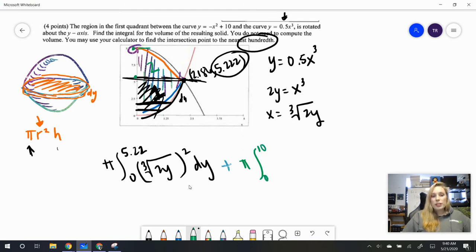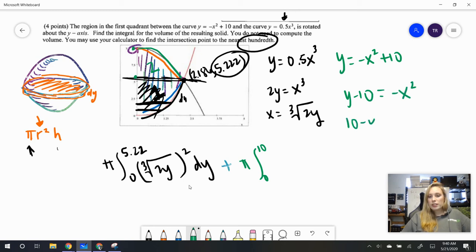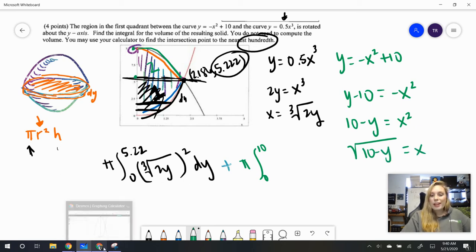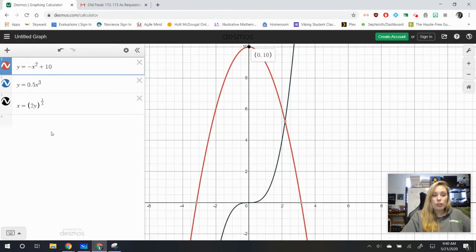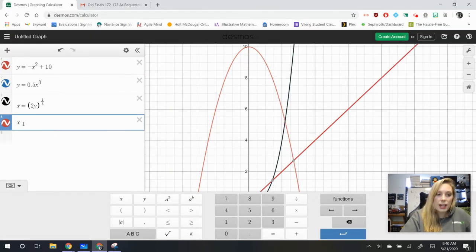We now need this equation in terms of y. So we have y equals negative x squared plus 10. I'm going to subtract 10. I'm going to divide by -1, and dividing by -1 is the same thing as kind of rearranging these. And then I'll take the square root. I'll go back to Desmos and make sure that that is correct, that that really is equivalent. And so I'm going to say x equals the square root of 10 minus y.